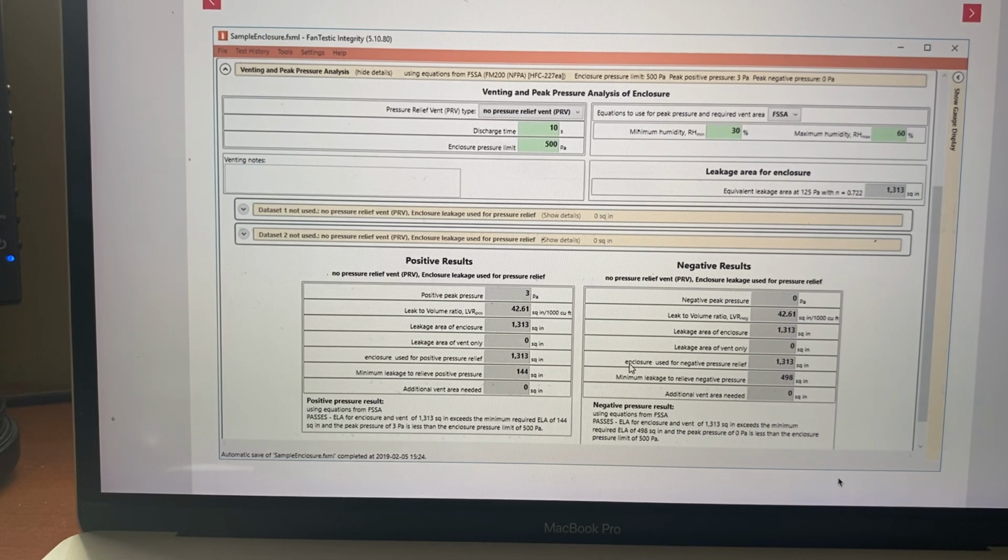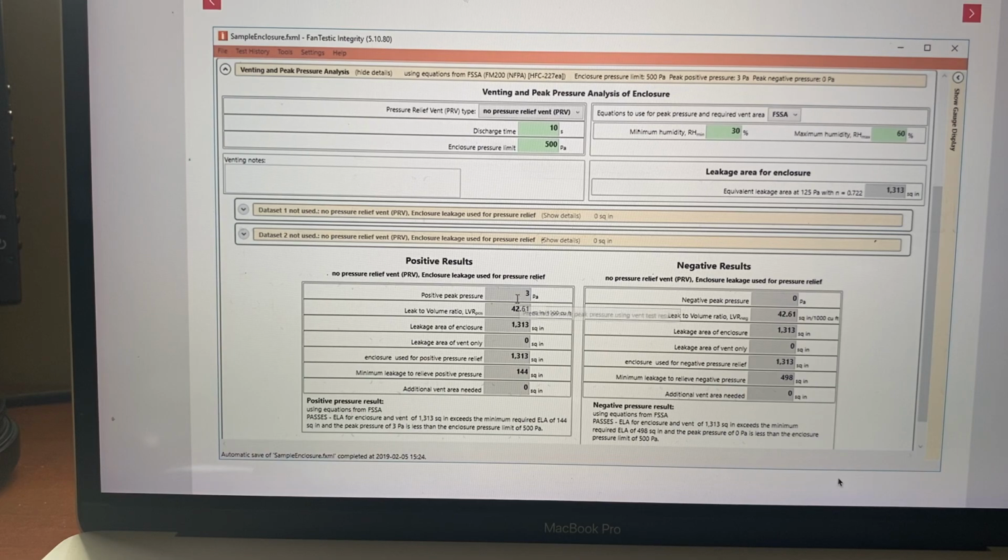As you can see, the enclosure area used for pressure relief is going to be 1,313 square inches. These are both being referenced at 125 Pascal, which is where vents are going to operate. So the minimum leakage required to relieve peak pressure is being met by the enclosure leakage. So even though we do not have a pressure relief vent, none is needed.